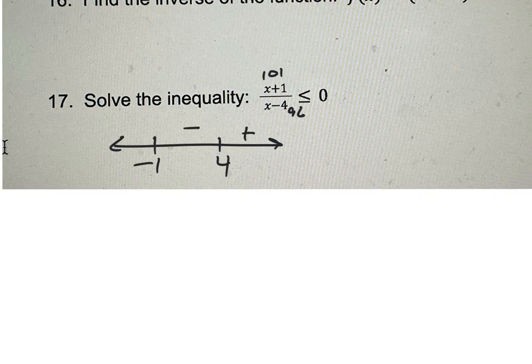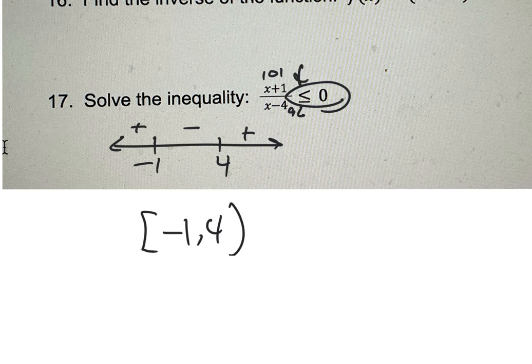Remember, the signs alternate. And now look at what we're looking for: less than 0. Where is less than 0? Between the -1 and the 4. So I'm going to go -1 and 4. But remember one thing. That's an equal sign there, so I've got to use brackets. But I cannot use a bracket around the 4 because it would make the denominator 0. Can't have 0 on the bottom. You know that. It's the worst thing in the world.